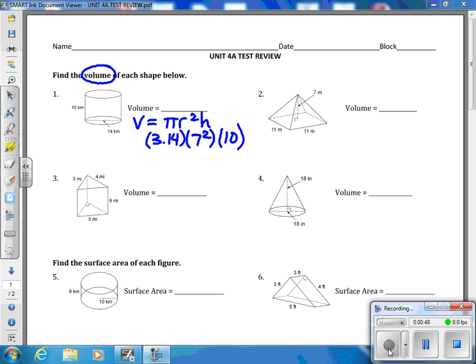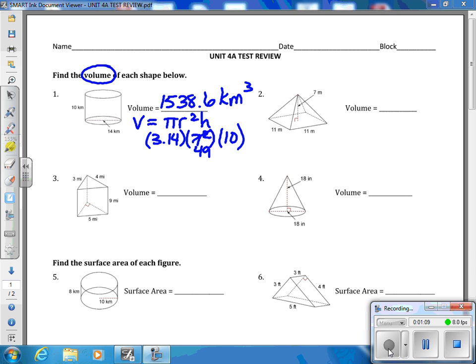Okay, so now you can type in your calculator 3.14 times 7 squared, which is 49, times 10, and then we're going to round it to the tens place. So you should come out with 1,538.6, and because this is volume, this would be kilometers cubed. Remember, if you've got a V, you've got to have a 3 in your answer at the end.